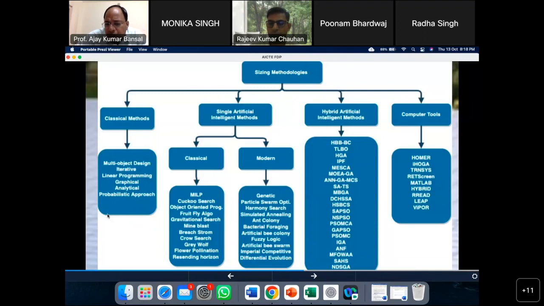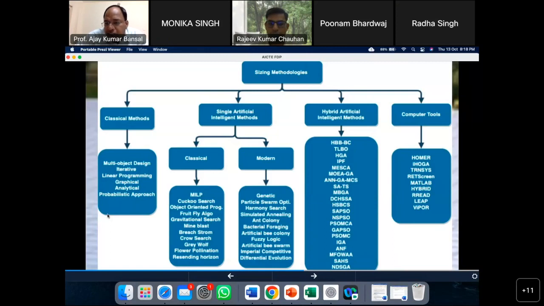And nowadays there is a growing trend to combine one or more optimization algorithms to design a hybrid artificial intelligence algorithm. This combines two or more optimization algorithms in one algorithm, and it uses the benefits of all of them.